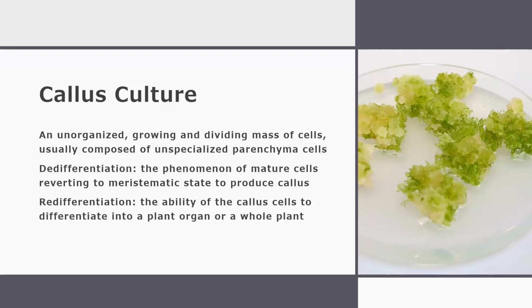Redifferentiation is the ability of the callus cells to differentiate into a plant organ or a whole plant. Manipulation of auxin to cytokinin ratio in the medium can lead to the development of shoots, roots, or somatic embryos from which whole plants can subsequently be produced. Callus cultures can also be used to initiate cell suspensions, which are used in a variety of ways in plant transformation studies.